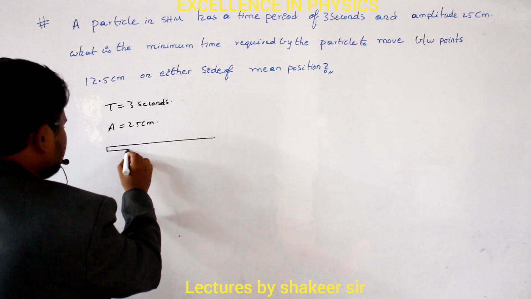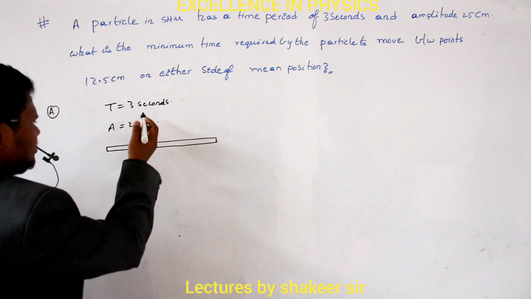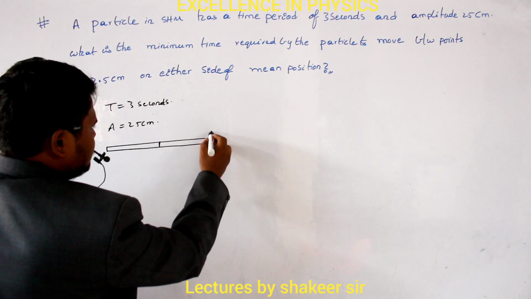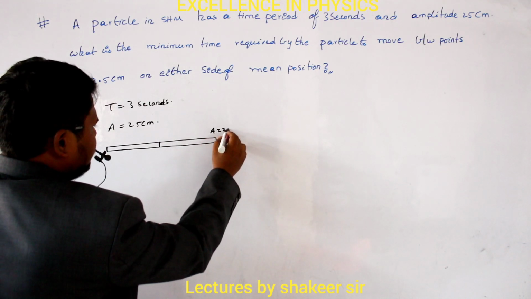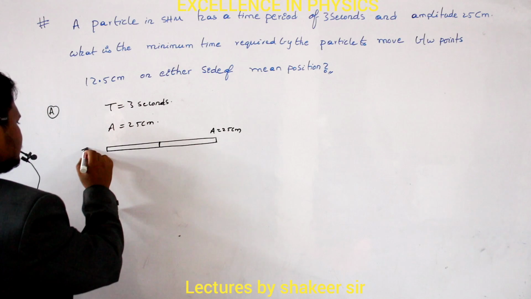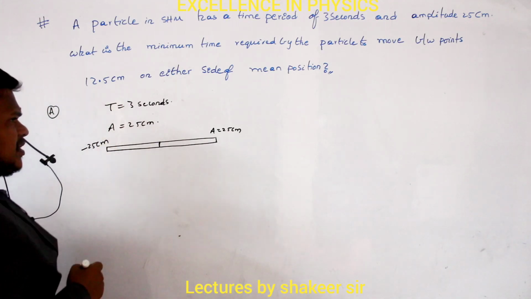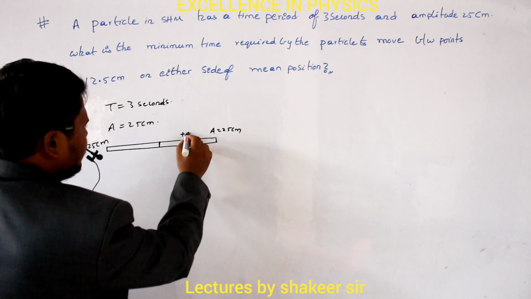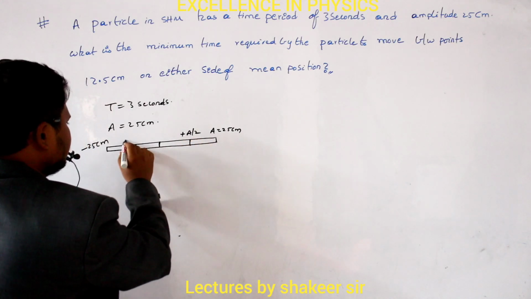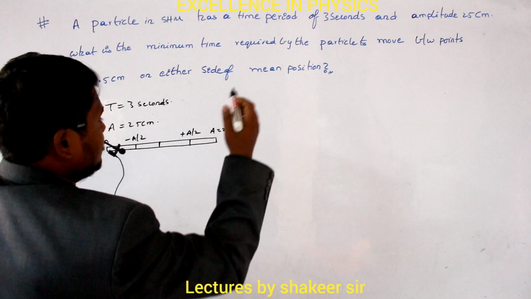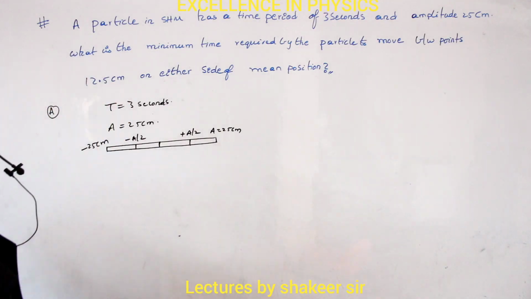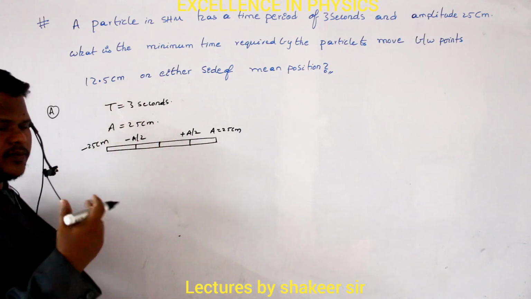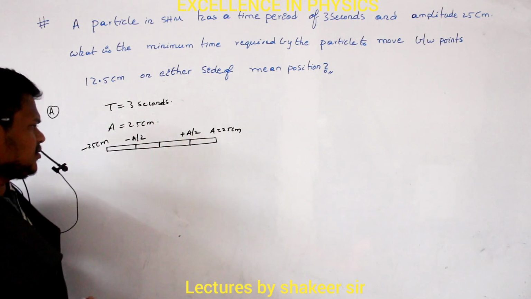12.5 centimeters is exactly half of the amplitude, that is 25 centimeters. So this is the amplitude, which is plus 25 centimeters, and this is minus 25 centimeters. Are you able to understand? So therefore, this is plus A by 2 and this is minus A by 2, which is 12.5 centimeters. Okay. So he is asking the minimum time to travel from plus A by 2 to minus A by 2 or minus A by 2 to plus A by 2.